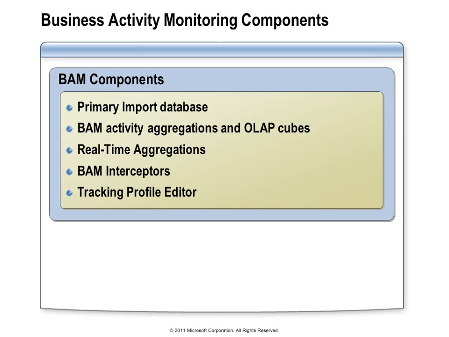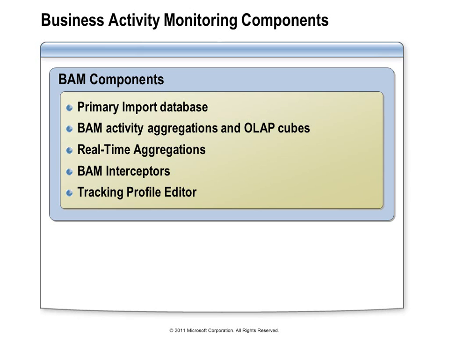So BAM is composed of quite a few components, but you can see the core components listed here. And central to all of this is the BAM primary import database. You could say that that database serves as the rendezvous point for all of the business activity data that is being collected. In some cases, such as with orchestrations, the BAM data is actually first written to the message box database, and then later it is transferred from the message box to the BAM primary import database by a service known as the BAM Event Bus service, which is also known as the Tracking Data and Decode service.